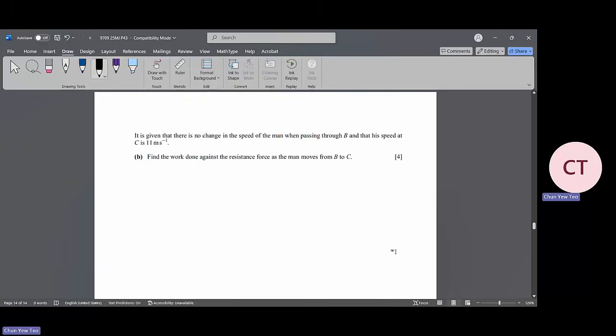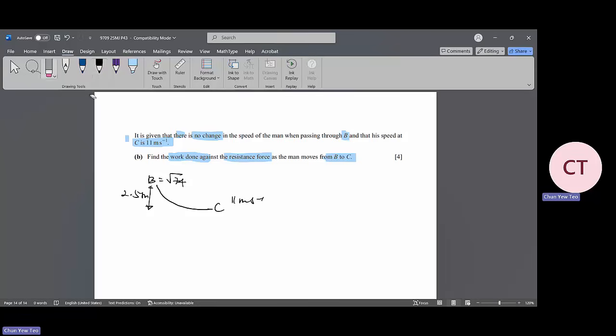Moving on, we have B. It is given that there is no change in the speed of the man when passing through B, and his speed at C is 11 meter per second. Find the work done against the resistance force as the man moved from B to C. So if you're moving from B to C, we know that at B, your speed is square root of 74 meter per second. At C, your speed is 11 meter per second. So the height over here is 2.5.